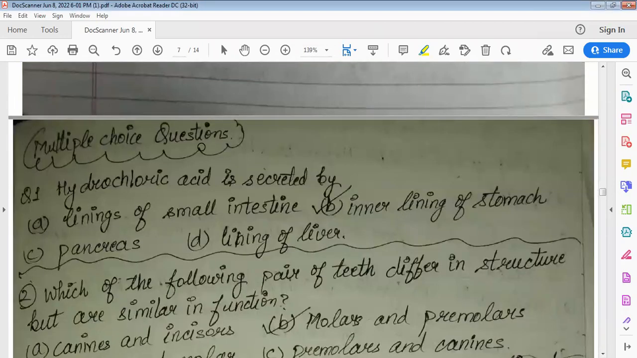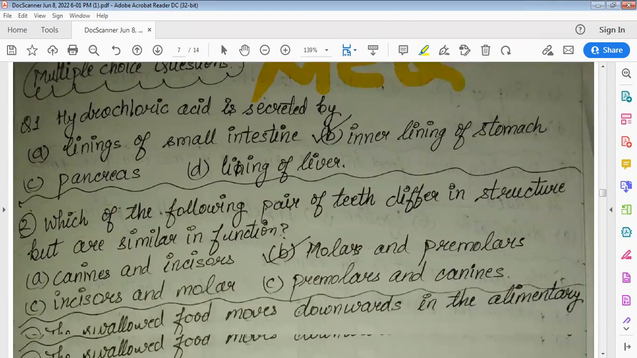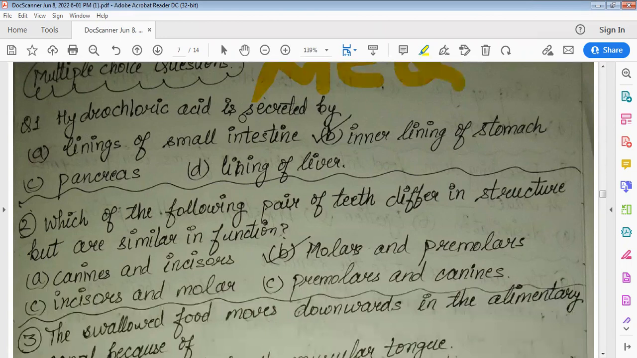Multiple choice questions. MCQ. Hydrochloric acid is secreted by the inner lining of the stomach.